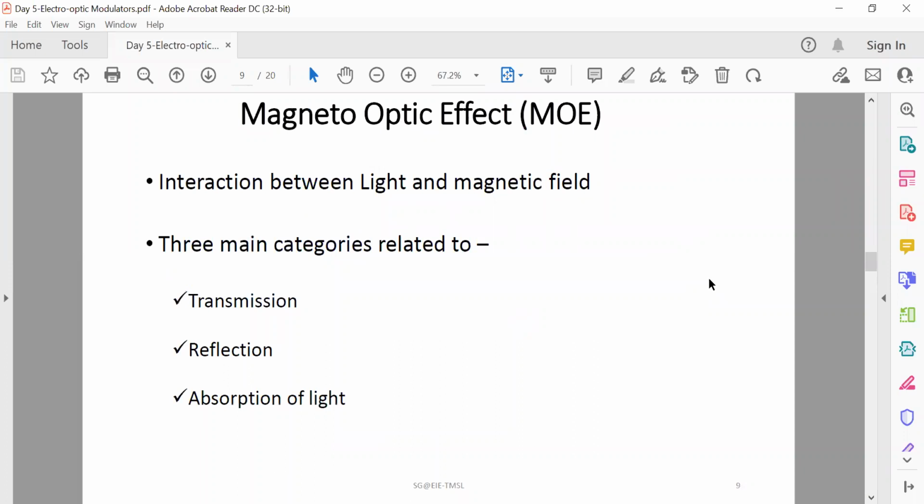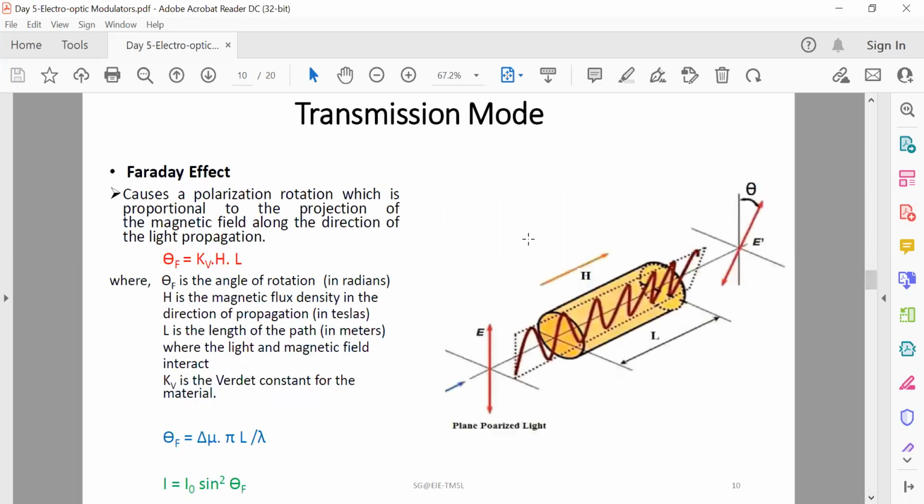Now coming to the magneto-optic effect, it is basically the result of an interaction between light and the magnetic field within the magneto-optic medium. These effects are divided into three main categories related to transmission, reflection, and absorption of light. I will discuss them one by one. Transmission mode.